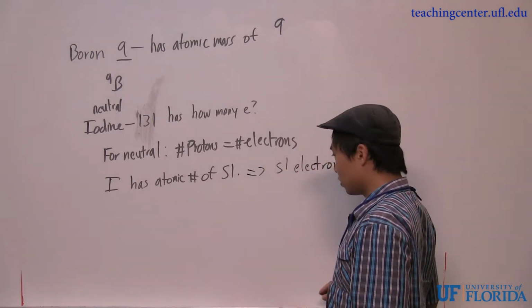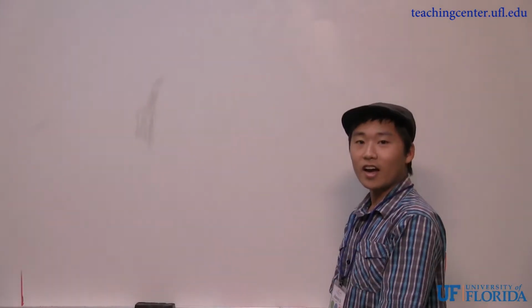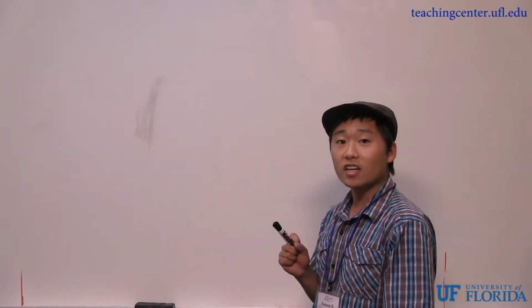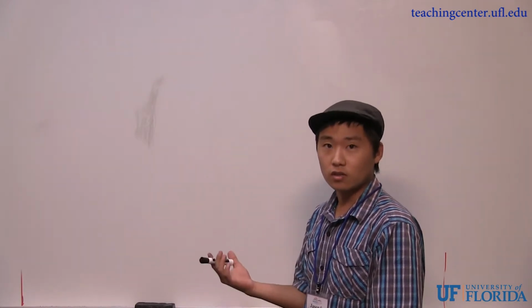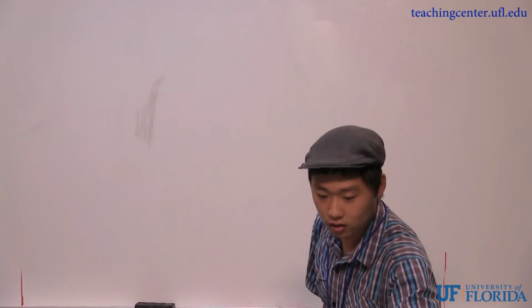Okay? Now, let's move on to the second part of this question. Hi guys, and welcome to part 2 of question 2. Also, I apologize, so for iodine it actually has an atomic number of 53, not 51. So remember guys that it's actually 53 electrons, not 51 electrons.